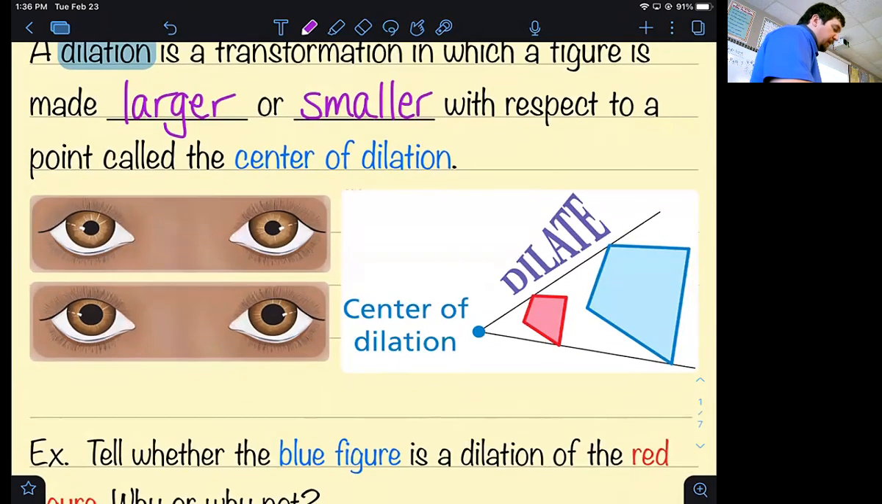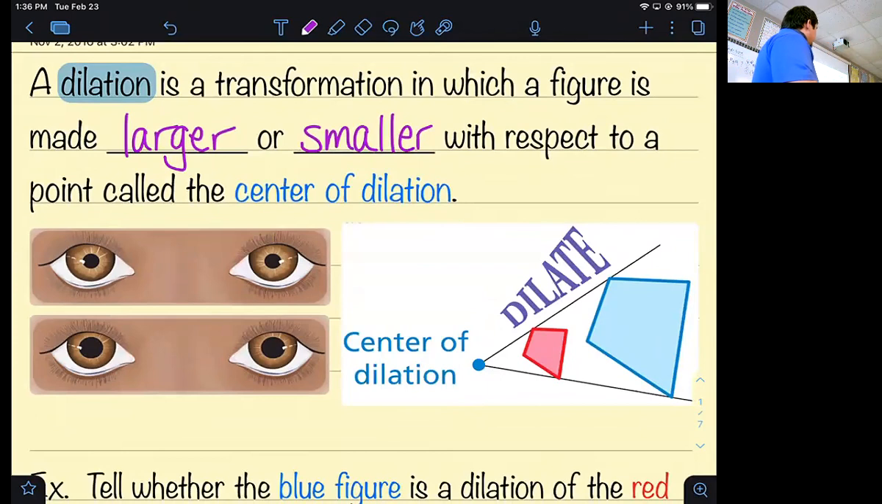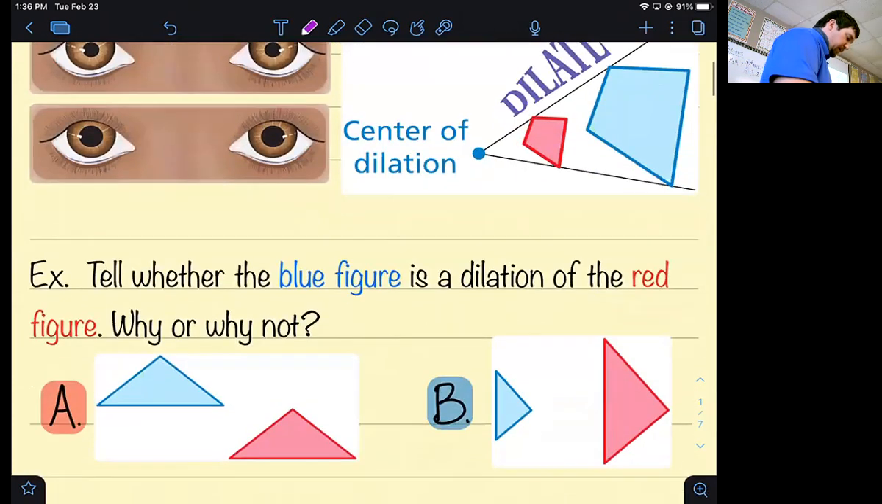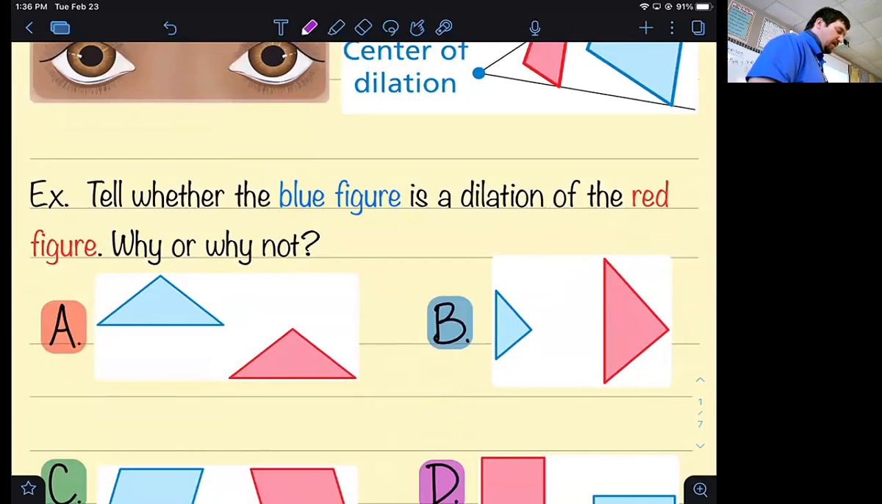All right, so the image is going to get larger or smaller with respect to a point called the center of dilation. That point is not usually on your shape, although it could be. It could even be inside the shape, but a lot of times it's outside the shape. It says, tell whether the blue figure is a dilation of the red figure. Does it look like the same triangle, but it's been made bigger or smaller? No. So this isn't a dilation.